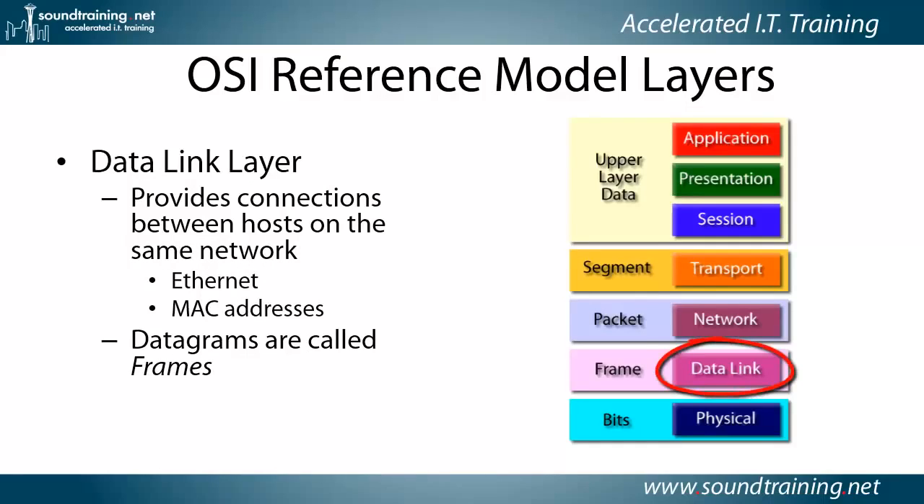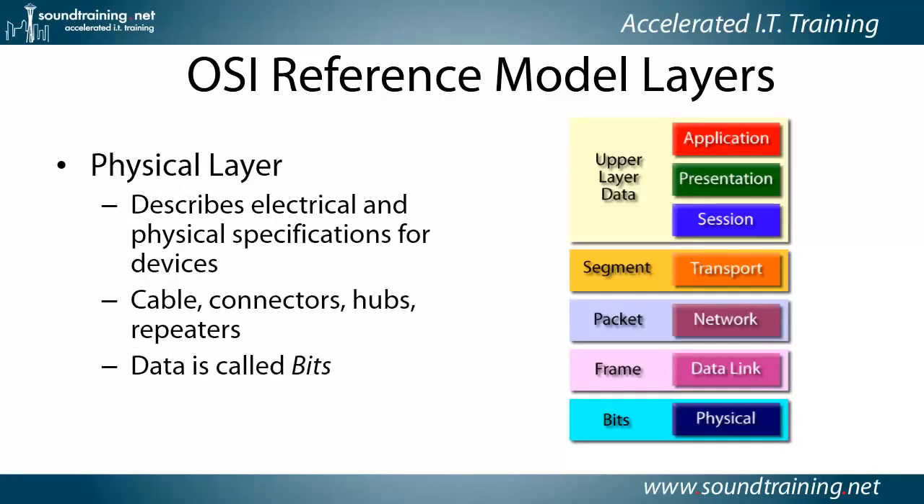Layer 2 is the data link layer, provides connections between hosts on the same network. This is where you find Ethernet operating. MAC addresses operate at layer 2. So IP addresses or IPv6 addresses are at layer 3. MAC addresses, sometimes called hardware addresses, are at layer 2. In fact, MAC is the acronym for Media Access Control, which is a sub-layer of layer 2. And the datagrams at layer 2 are called frames.